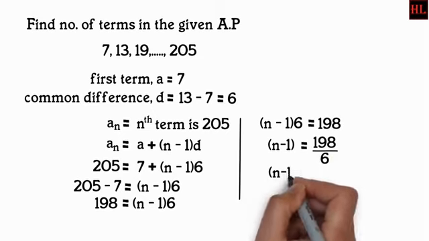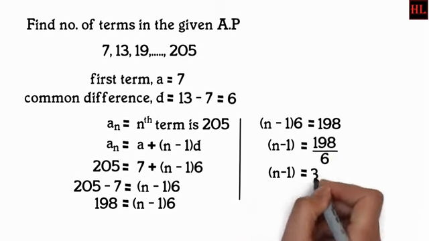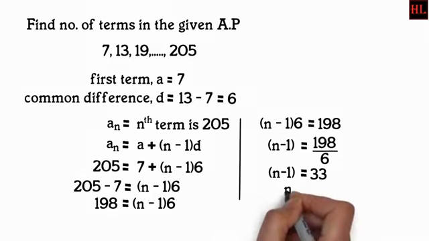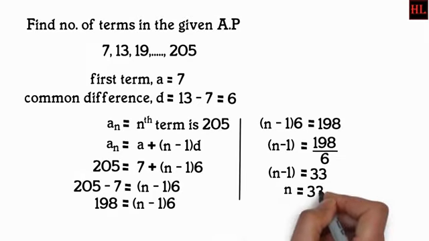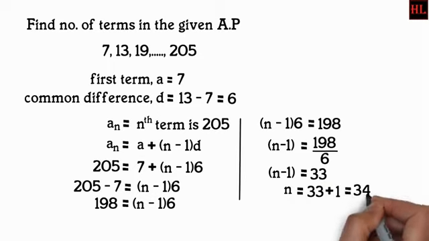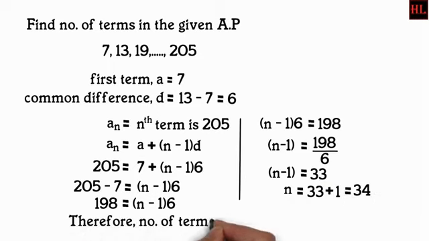By dividing we'll get n minus 1 is equal to 33. Now we'll take the constant -1 to the right hand side. So we will have n is equal to 33 plus 1 and hence we'll get n is equal to 34. Therefore the number of terms in the given arithmetic progression is 34. So guys, that's how we solve the basic problems based on the nth term of an arithmetic progression.